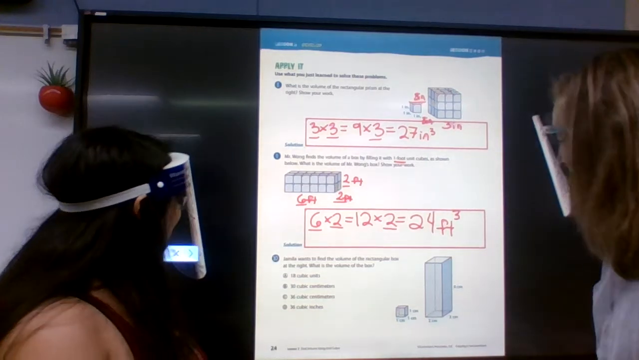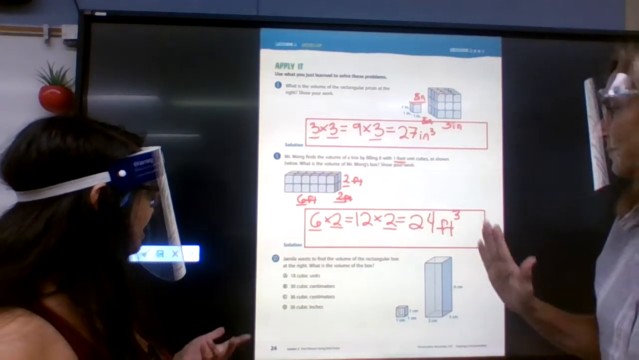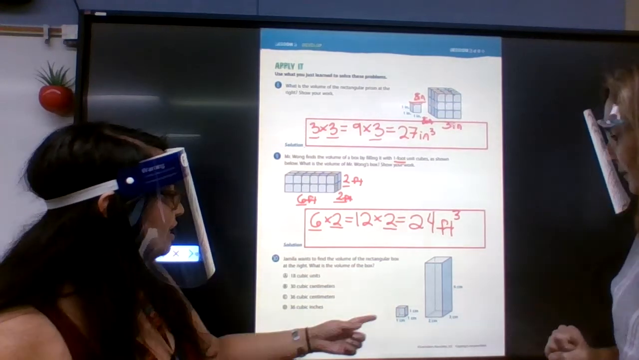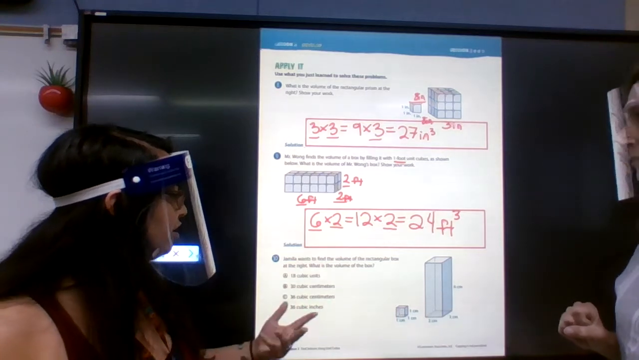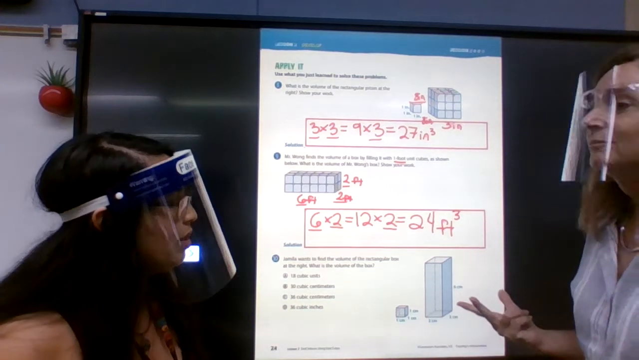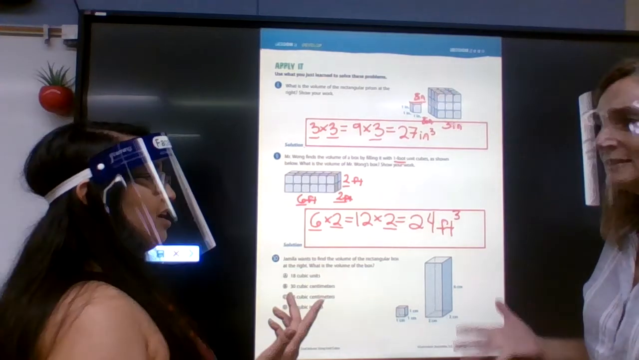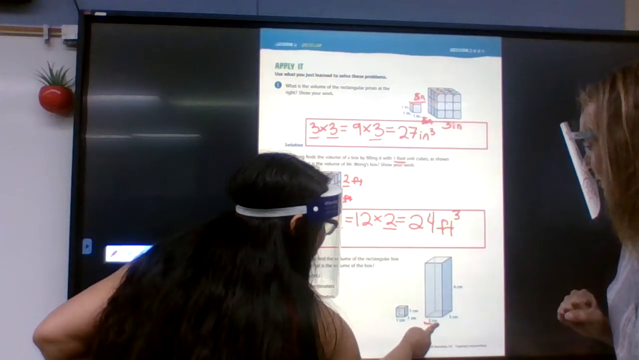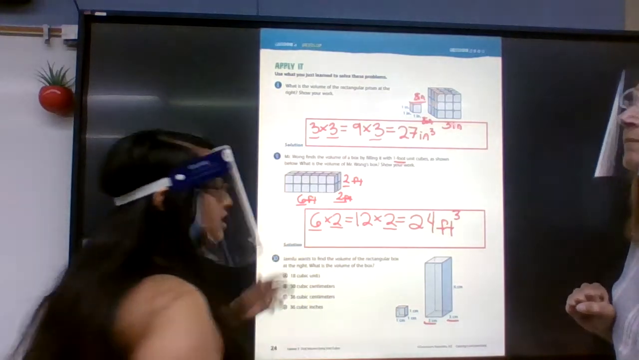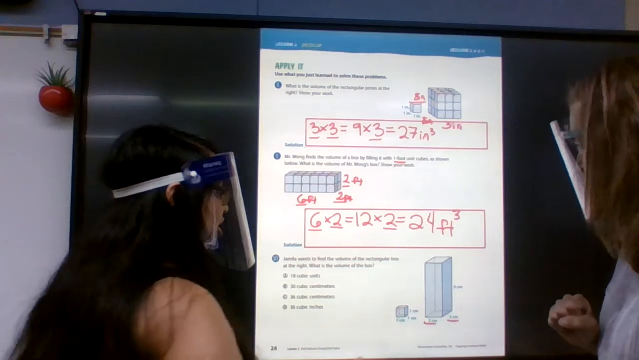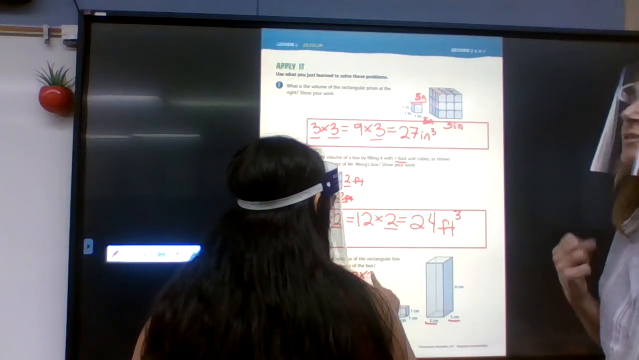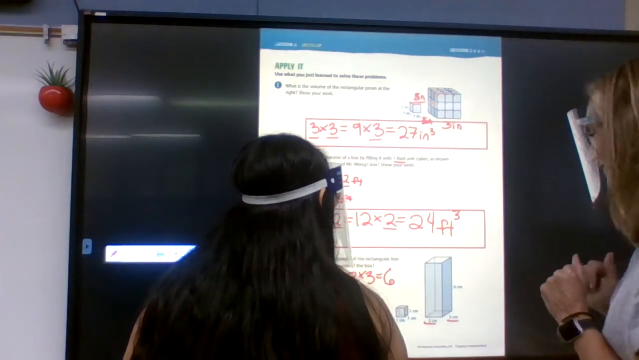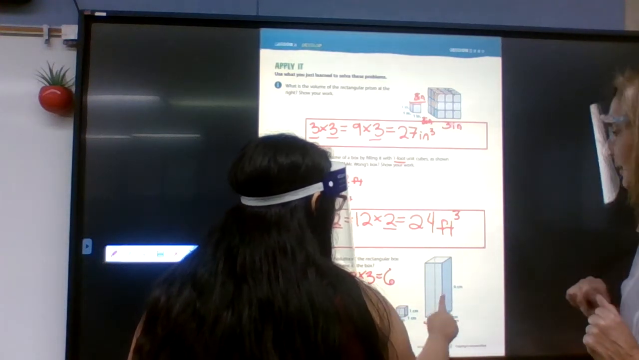All right, Jamila wants to find the volume of the rectangular box at the right. This one. What is the volume of the box? Gosh, it's not split into little unit cubes, but I feel like we could do it. I think we can because we can just multiply. I've got 2 centimeters and 3 centimeters as my length and width. Nice. So I could do 2 times 3. And that equals 6.